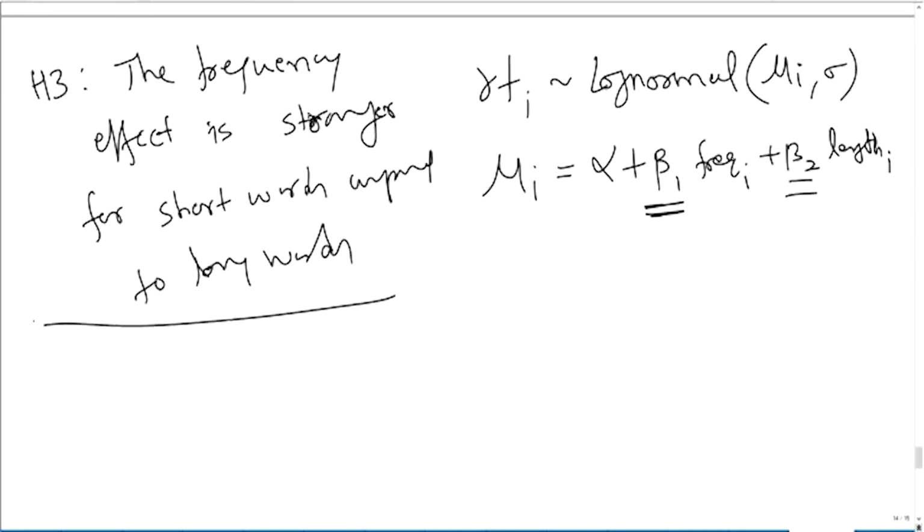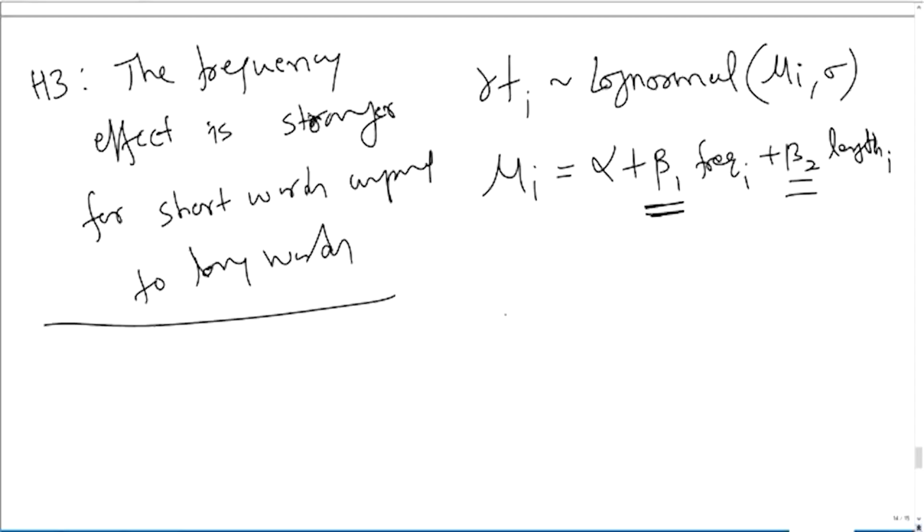What does this mean? What this statement is saying is that there is some effect of frequency on word recognition times. What is the effect? What is the hypothesized effect? That as frequency increases, word recognition time decreases. So basically recognition time gets faster. So that's the frequency effect, right?